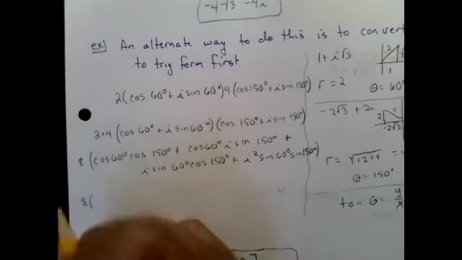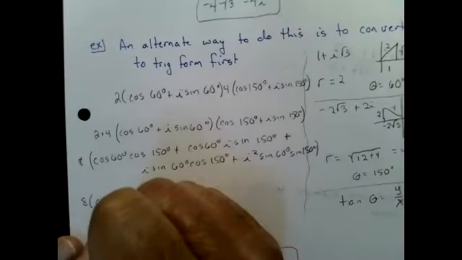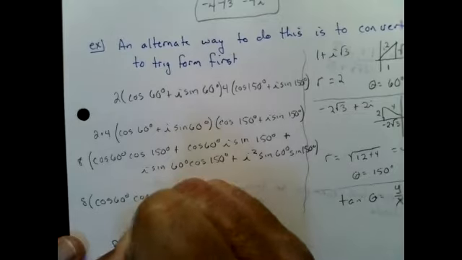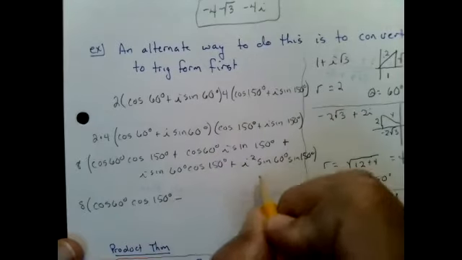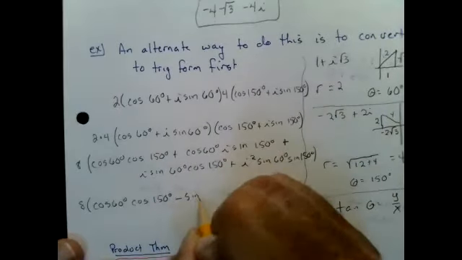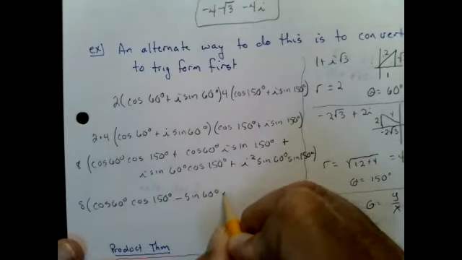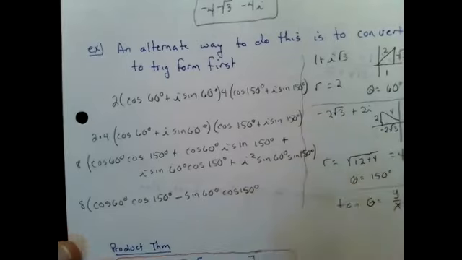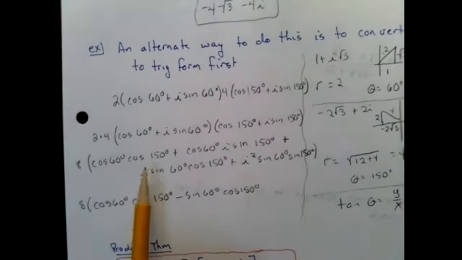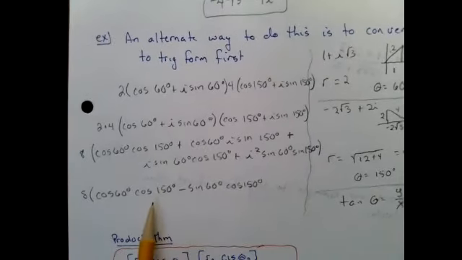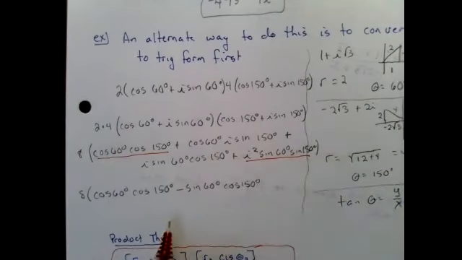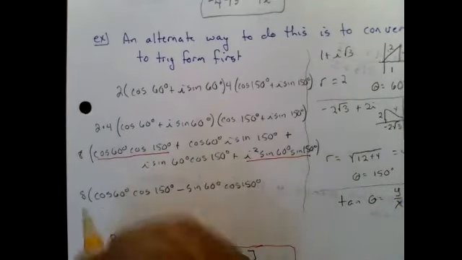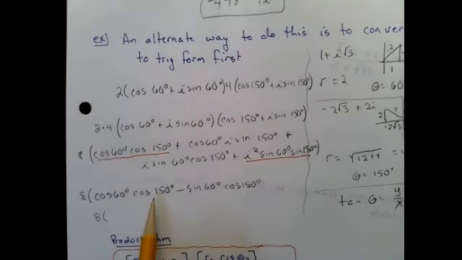Yeah, watch this. If I go cosine of 60, cosine of 150, this becomes minus, because of that, sine of 60, cosine of 150. So I just took that last one and brought it up with the first one. And now I'm saying, wait a minute, I know what this is. Cosine of the first, cosine of the second, minus sine of the first, sine of the second.